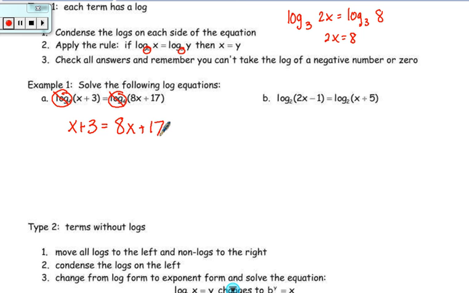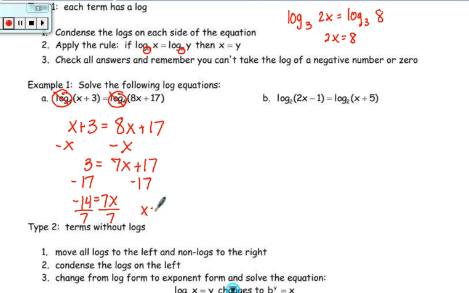Now, just solve that equation. So we need to move our x's to the same side. So 3 equals 7x plus 17. And we need to move all our numbers to the opposite side. So negative 14 equals 7x. And when I divide by 7, I get x equals negative 2.